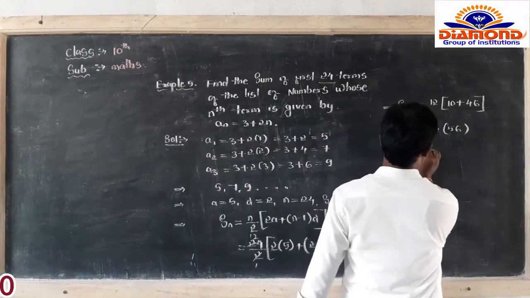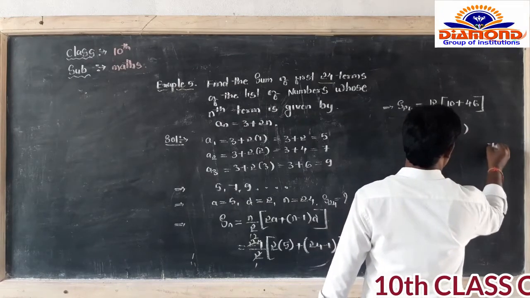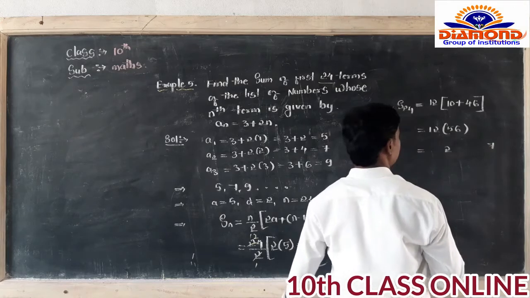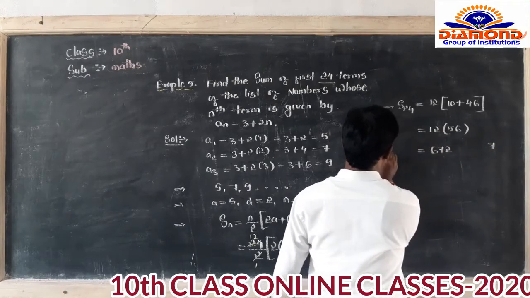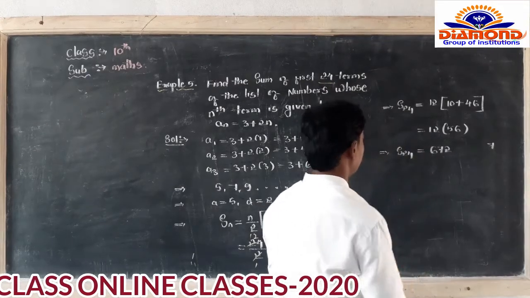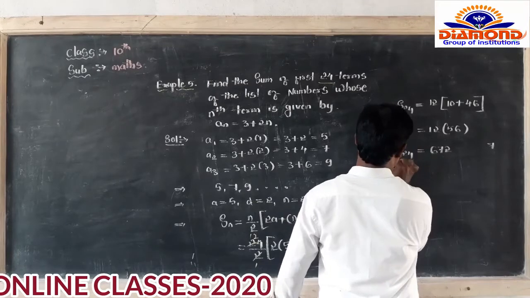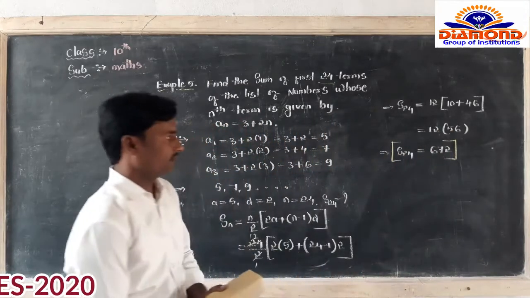Now we are doing the multiplication. 12 sixes are 72, carry 7. 12 fives are 60, 60 plus 7 is equal to 67. That means the sum of the 24 terms is equal to 672. This is our answer, dear students. This will be our answer. So I hope you understood this example.